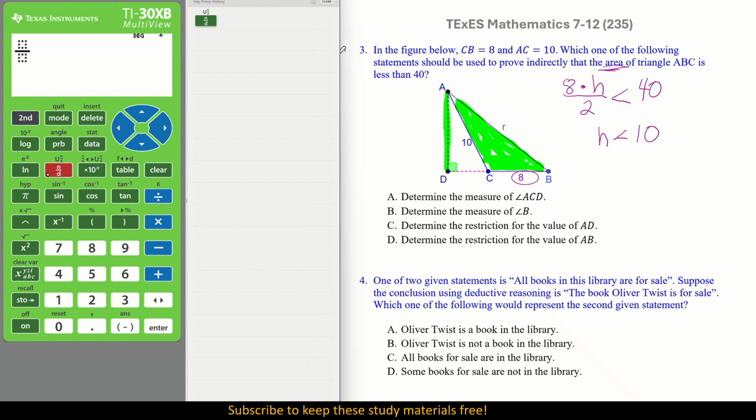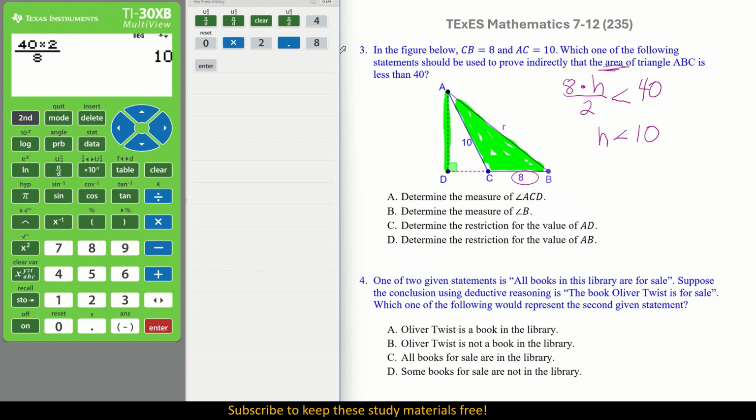Let me show you on my calculator. First, let me set up my fraction. There we go. I would have 40 as a numerator, times a 2. That gets rid of the 2. Now you need to get rid of the coefficient of 8 in front of the h, so go down and divide it all by 8. And that gives me 10.